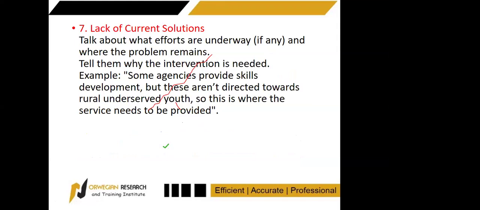Then lack of current solution. Now, what are we going to talk about here? We are going to talk about how some agencies provided skills development. Some NGOs or the local government provided some skills, but these aren't directed towards rural and underserved youth. They only focus on towns. That's what I was addressing. And that is talking about the gap, the existing gap that requires us to intervene.